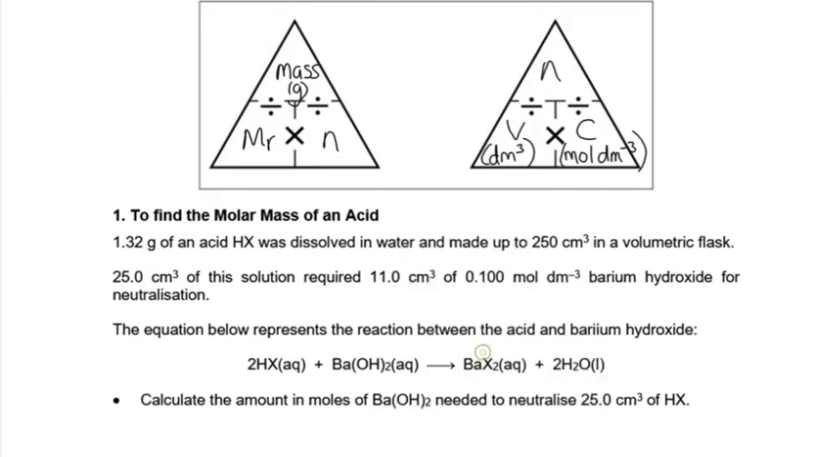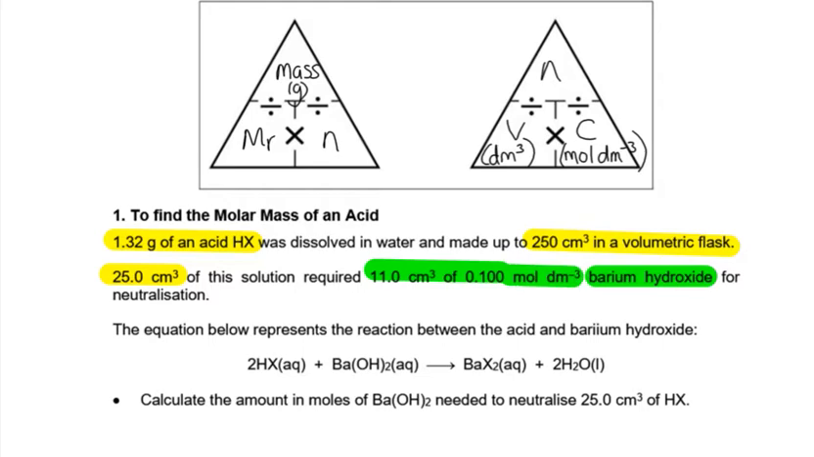So our question that we're being asked to do is to find the molar mass, so to find the Mr. We've got the mass of the solid, we've got a volume in a volumetric flask. We then put 25 of that probably into our conical flask for titrating, and it required 11 centimetres cubed of 0.1 moles per decimeter cubed barium hydroxide.